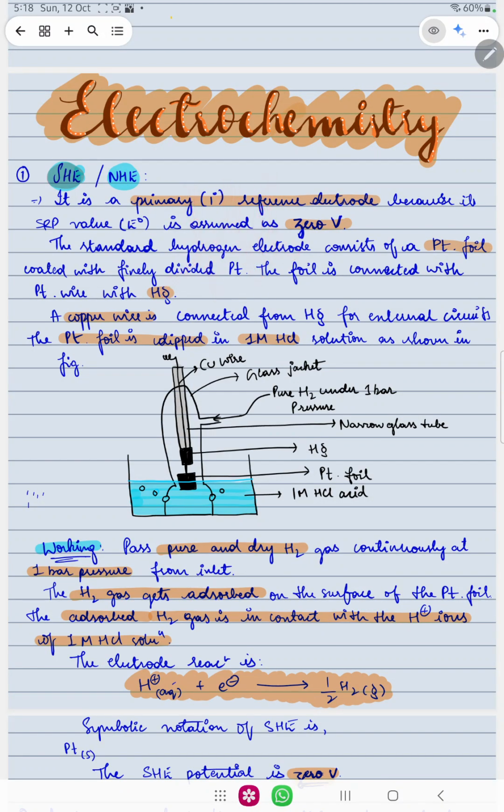Hello guys, so I'm back with another chapter which is in the second PU syllabus for midterm, and this is a compilation of all the important questions which are surely going to be asked in the question paper.